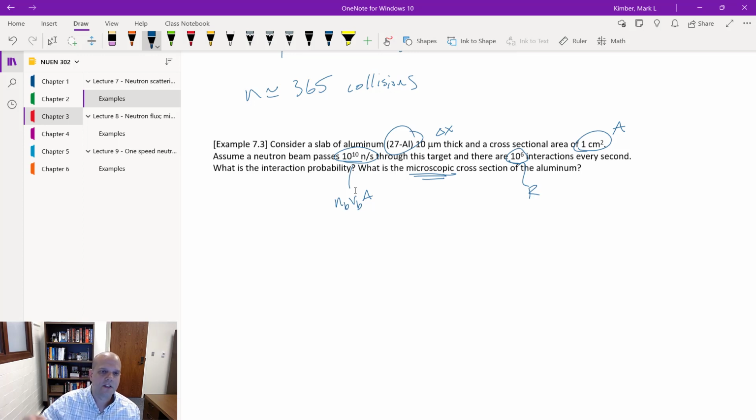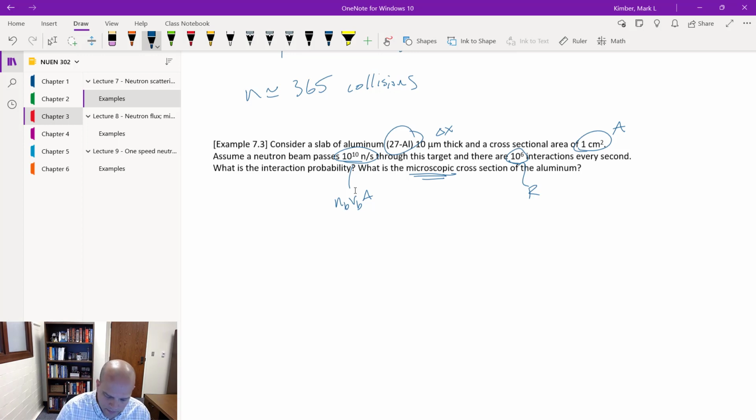We use that information to then predict how many reactions we're going to have, whether that be a fission reaction or a scattering reaction or whatnot. But the first question is, what is the interaction probability? So the probability is going to be defined as the number of things that are happening, the rate at which they're happening, divided by the potential rate at which they could be happening. And the rate at which they could be happening is how many neutrons I'm sending in there every second. And the rate at which they are happening is the number of interactions that are happening every second.